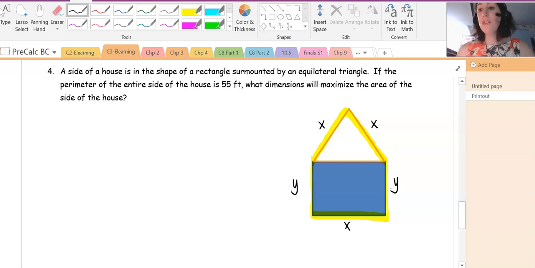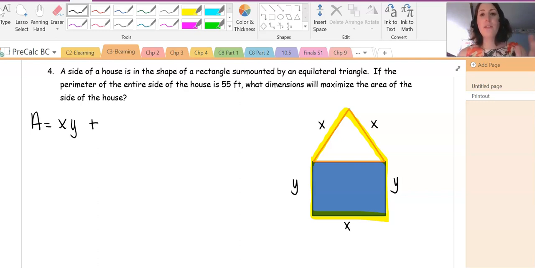Okay, so a couple of different things you need to consider for this problem. You need to be able to write an equation that represents perimeter, but you also need to be able to find the area of both the triangle and the rectangle. Okay, so let's write that formula first. The area of this whole house is going to be the area of the rectangle, which would be xy, right? Base times height, plus the area of the equilateral triangle. Now, there is a very helpful formula to know for the area of the equilateral triangle. And what that is: side squared root 3 over 4.